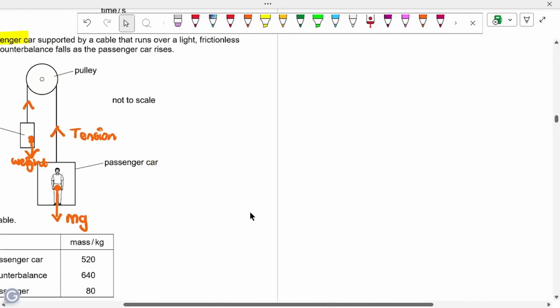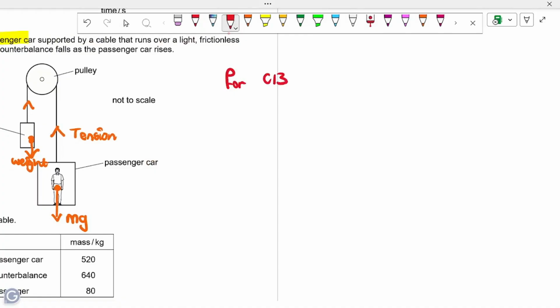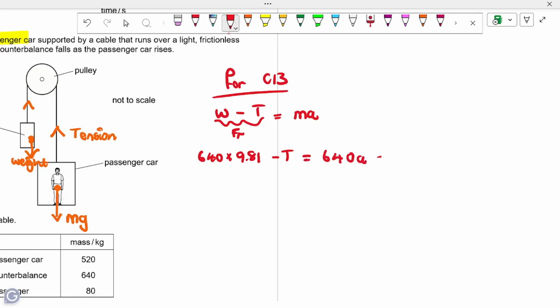So for the counterbalance, I'll just say CB. I know that the weight is acting downwards, so I expect the weight acting down minus the tension moving up. All of this is what I call the resultant force, and I expect that to be equal to ma, mass times acceleration. So the weight is basically 640 times 9.81. Subtract the tension. You don't know what the tension actually is. That must be equal to 640a. So that's my first equation for the counterbalance on one side.